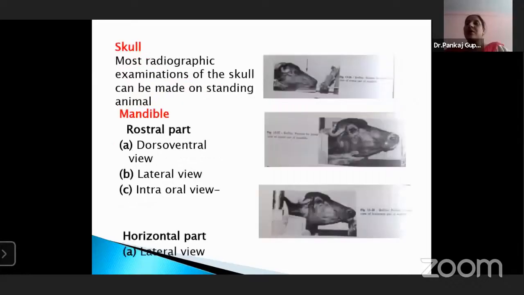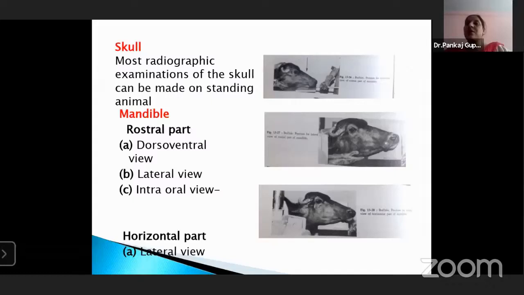Now for the radiography of skull. Generally the radiography of skull is not done in case of large animals, but we can take the radiograph of mandible, turbinates, pharyngeal region and frontal sinuses.